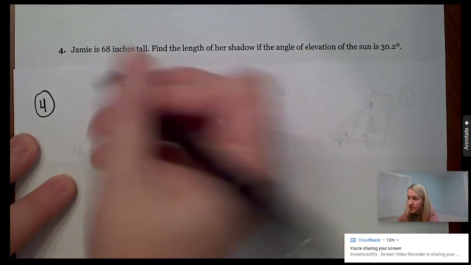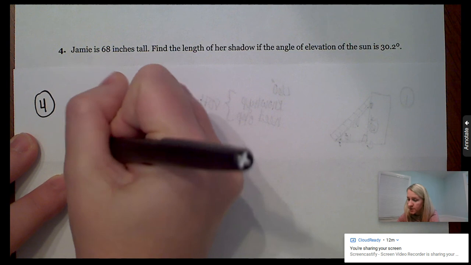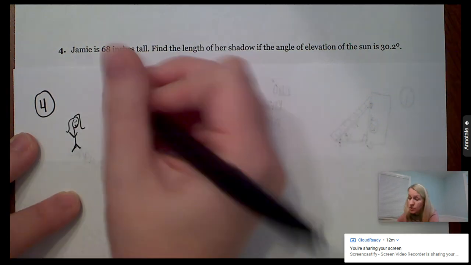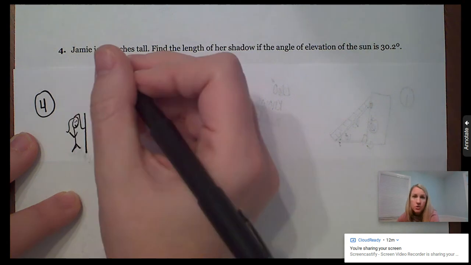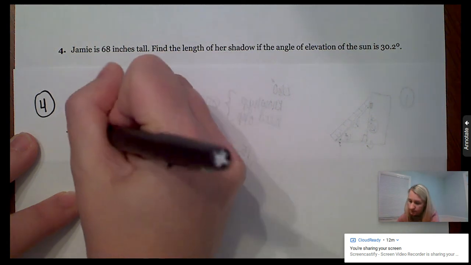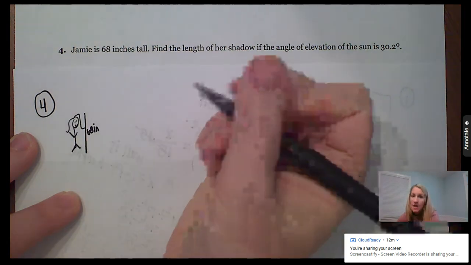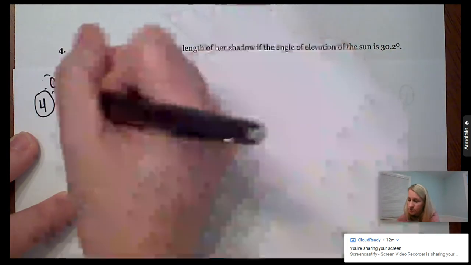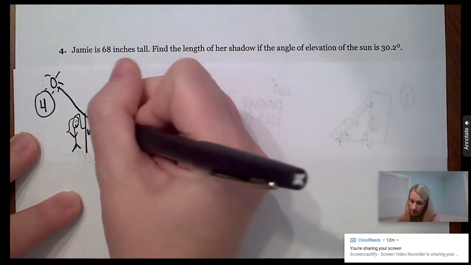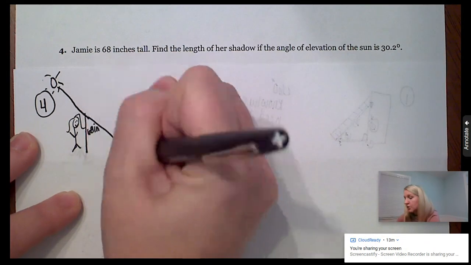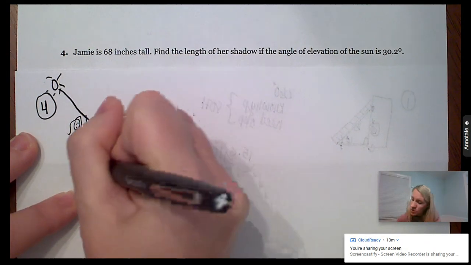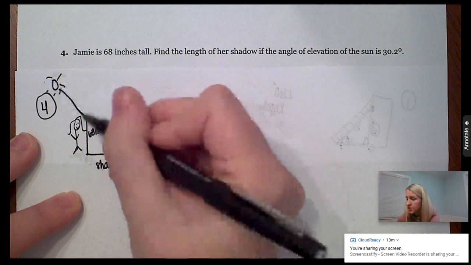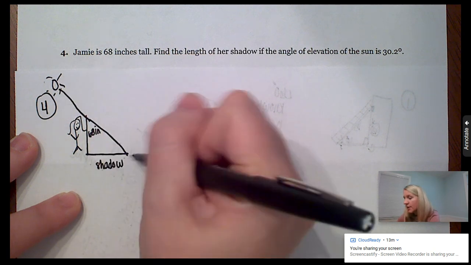Okay, so think about, we have a person. Okay, as you can see, I'm an artist here. So she is 68 inches tall. So we know her height. And then when we're talking about shadows, the sun comes down, its rays come down, it hits the person, the top of their head. And then the shadow is on the ground. So your shadow is down here, right? So these are the sun's rays. They hit you. Your shadow ends up on the ground.